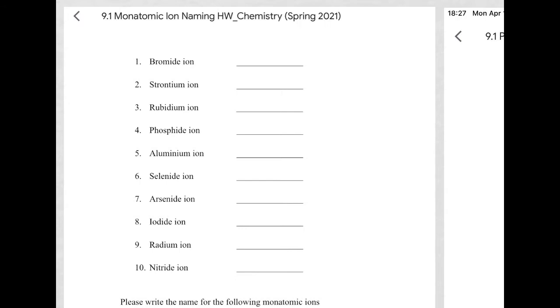Alright, so the first part said, please write the formula for the following monatomic ions. So we have the bromide ion. Then we have the strontium ion. So we're probably going to need to reference our periodic table while we're doing this, or you probably did. I do have to look at strontium because that's not a common one, so I think it's in the second group. And it is in the second group. So strontium is Sr2+. Rubidium is in the first group, so it's Rb+.